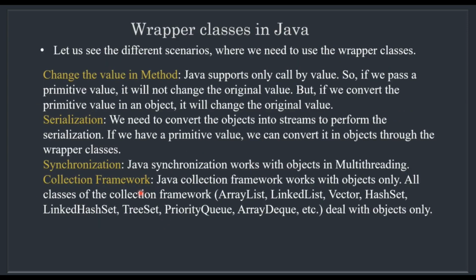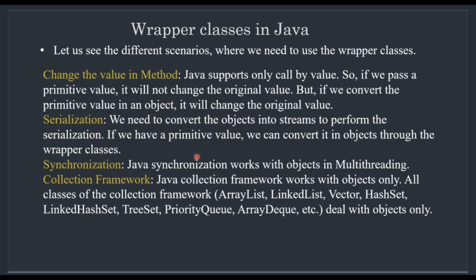Now, what are the uses where we are using wrapper classes? Mainly, to change the value in a method. Java supports only call by value, so if we pass a primitive value, it will not change the original value, but if we use an object there, it is easy to handle and it will change the original value. So if we want to pass parameters to a method, passing an object is easy to handle.